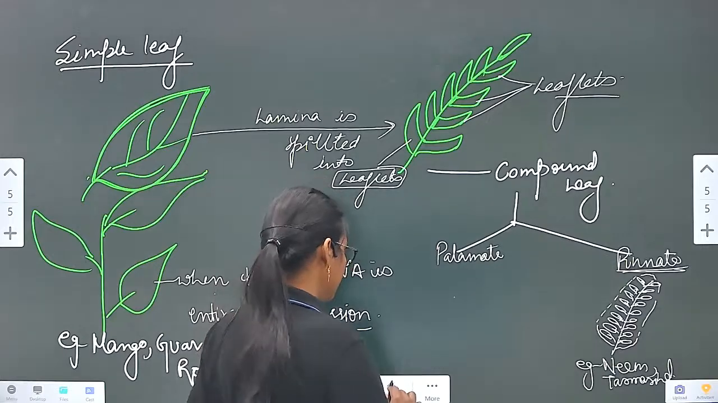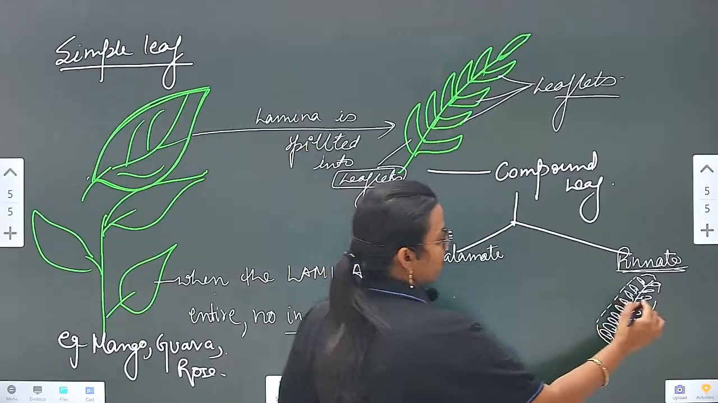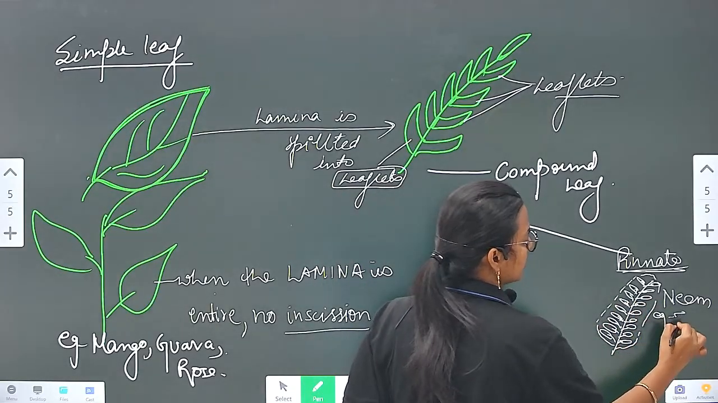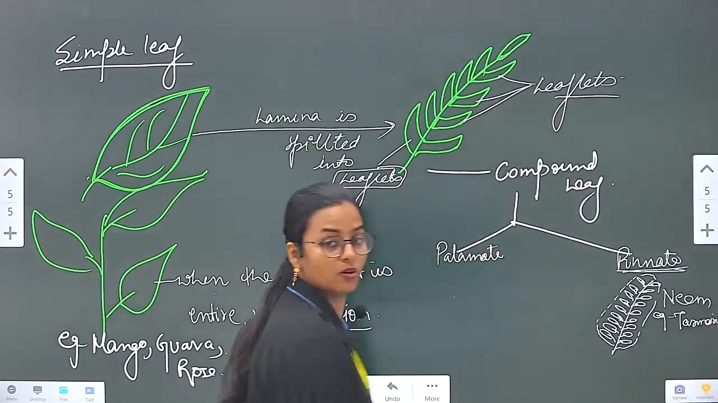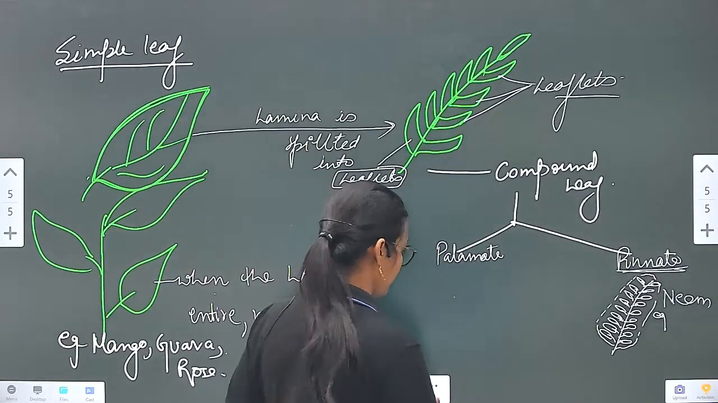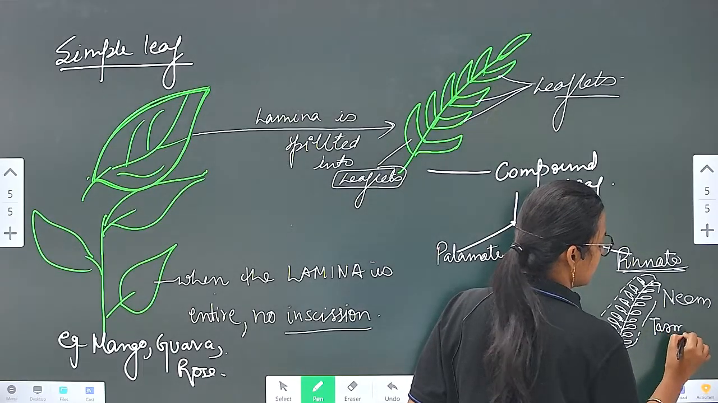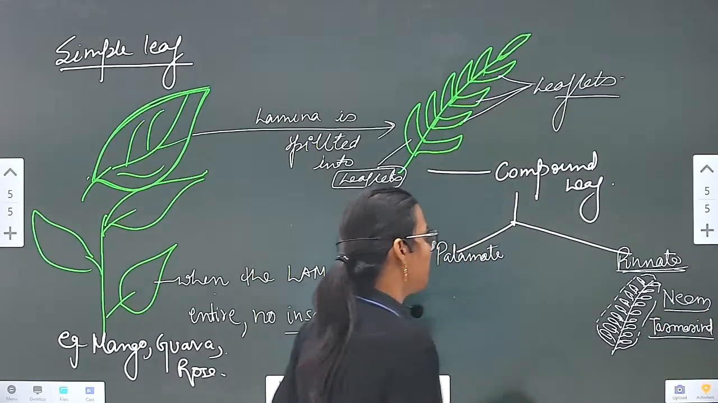Alright, let me write it up side. Yes, example is neem, tamarind. Not that side. It is tamarind. These are the two examples of pinnately compound.